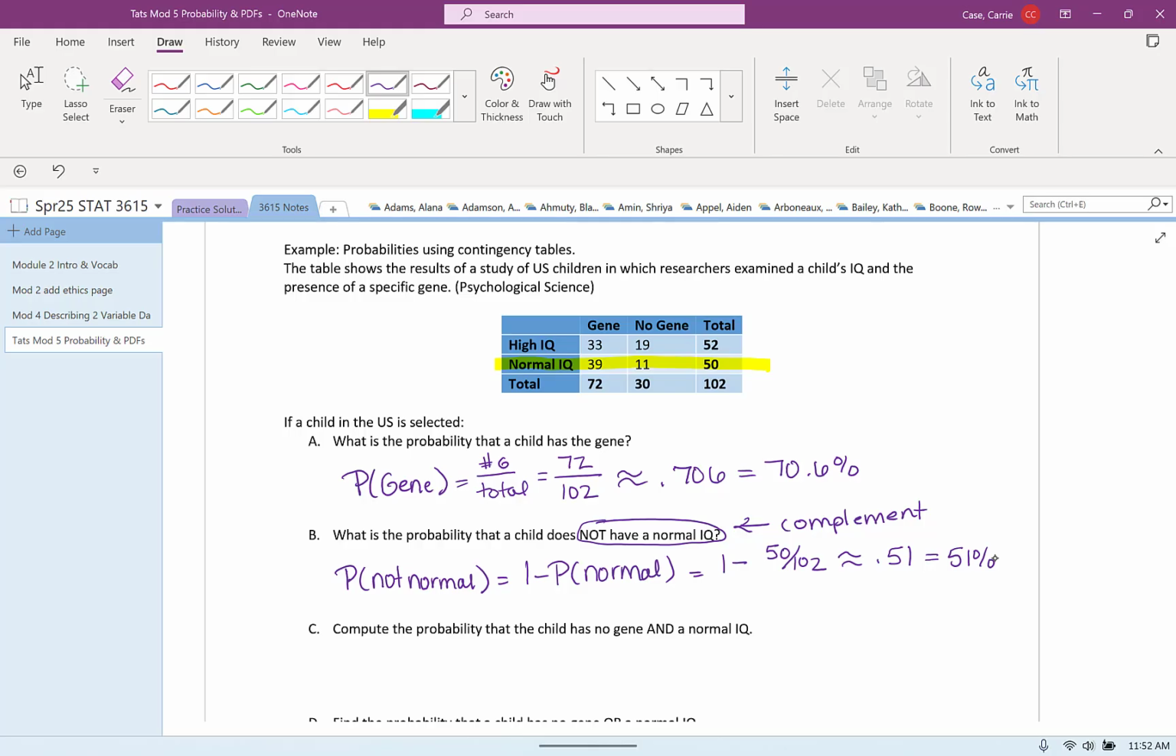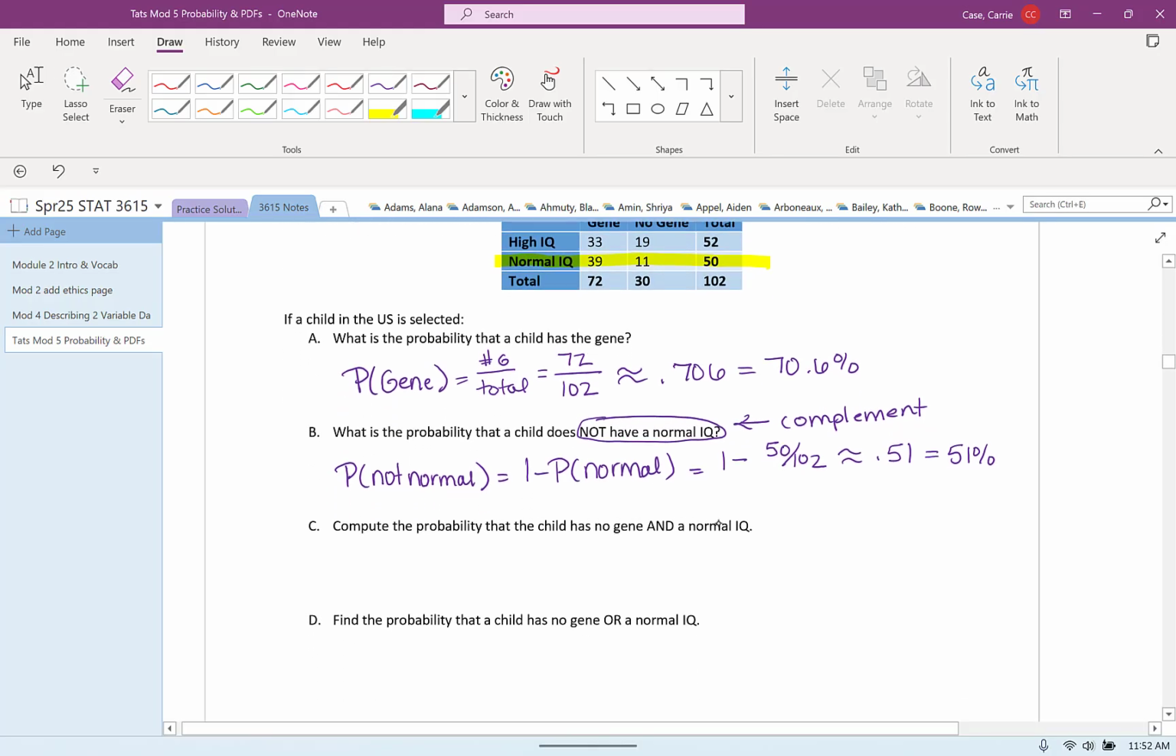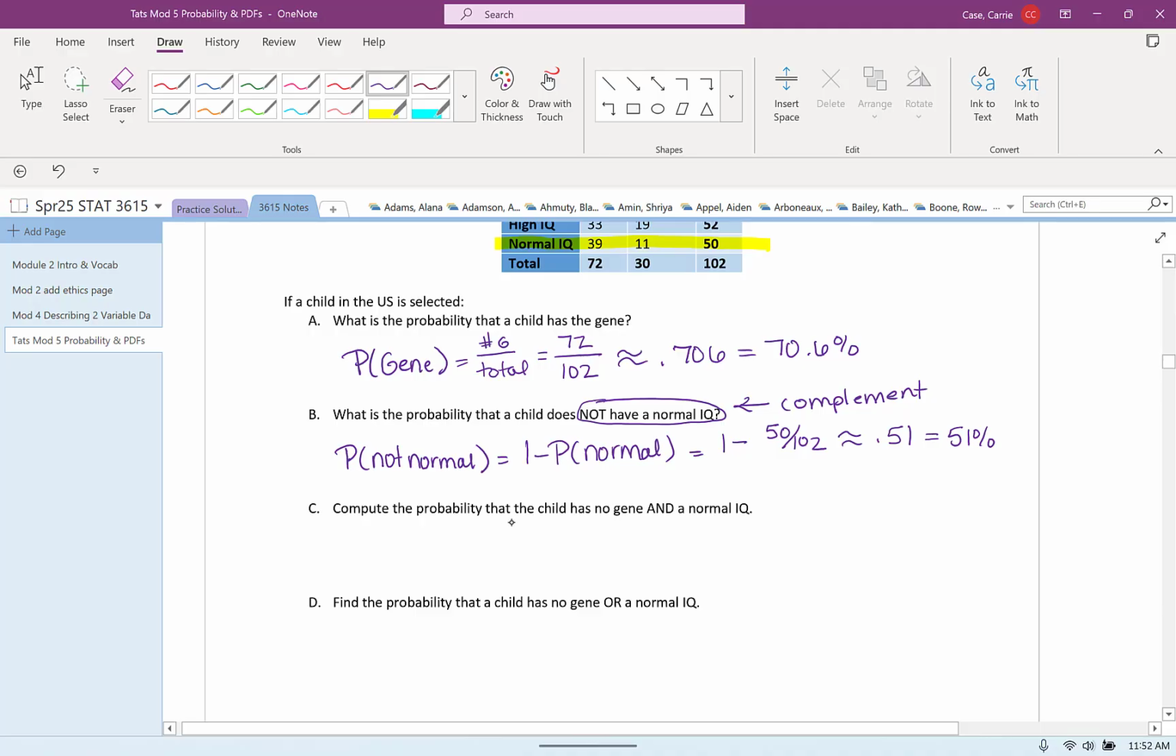Approximately. All right, so then the next one, C, is compute the probability that the child has no gene and a normal IQ. So the probability that they have no gene and normal IQ. Well, the probability of no gene and normal IQ is where these two things overlap.